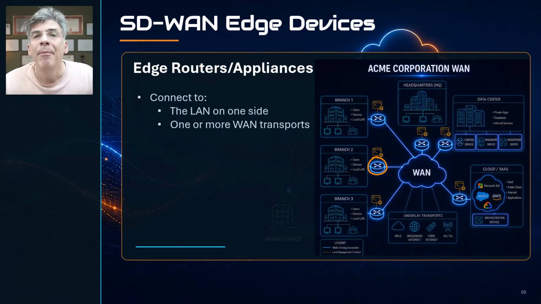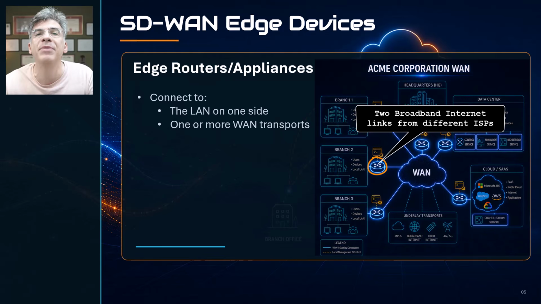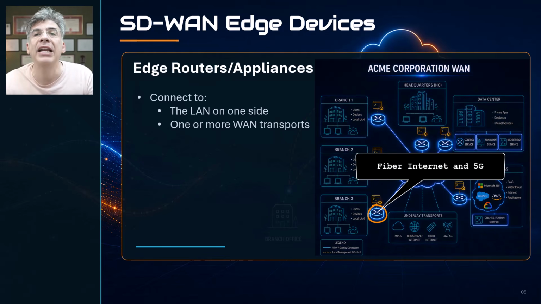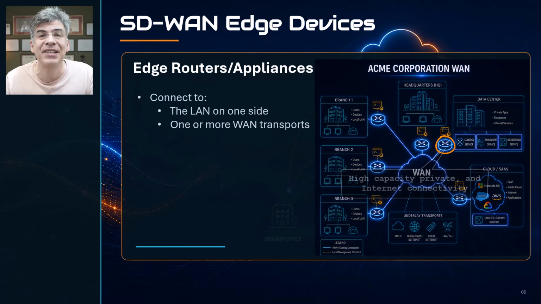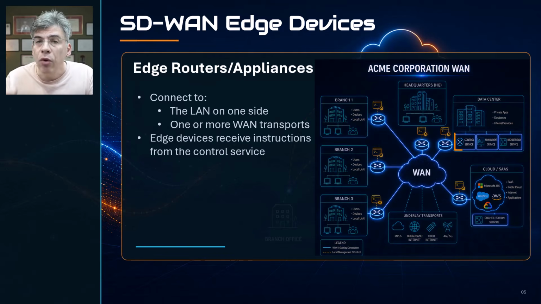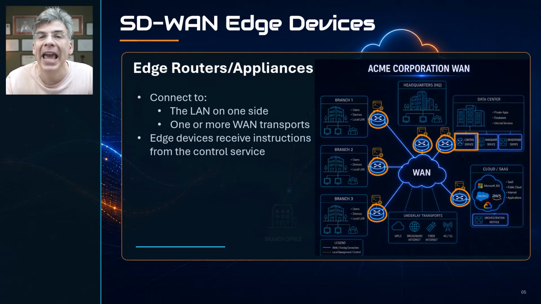Branch 2 here might have 2 internet circuits from different providers, and branch 3 may have fiber internet and 5G connections. The headquarters might have MPLS, broadband, and fiber connections. The data center may have high-capacity private connectivity and internet connectivity. The control service tells the edge devices how to behave.